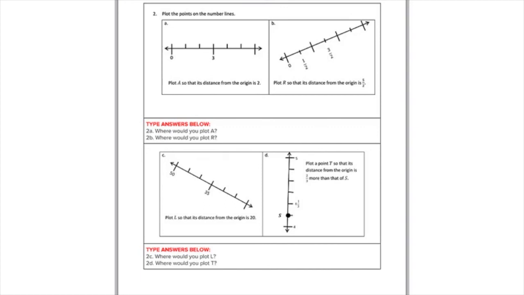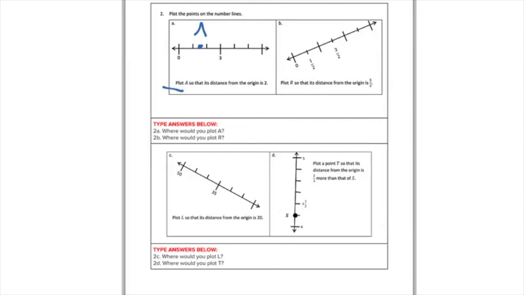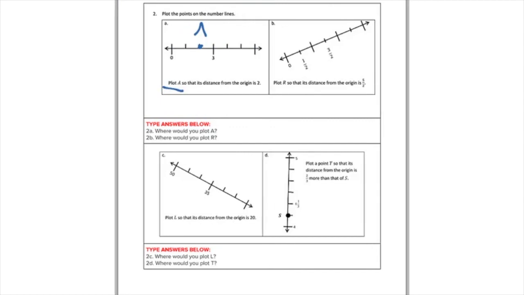Now, it's really important when you mark it, okay, this is 2, this must be 2. And it says plot A, you need to label it. Okay, you need to label that that's A. We're going to put lots of points on a number line, and we need to be able to keep it really neat. So make sure it's labeled A, and we were able to tell that that was 2.